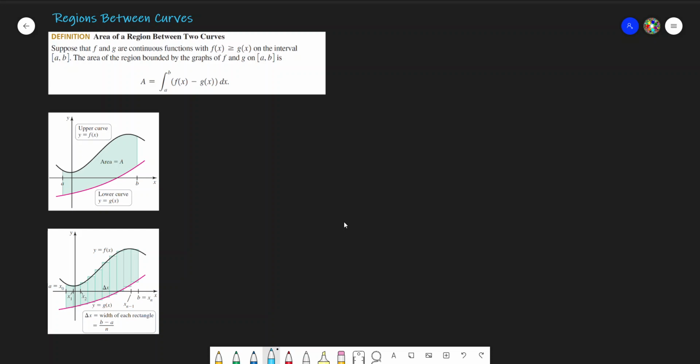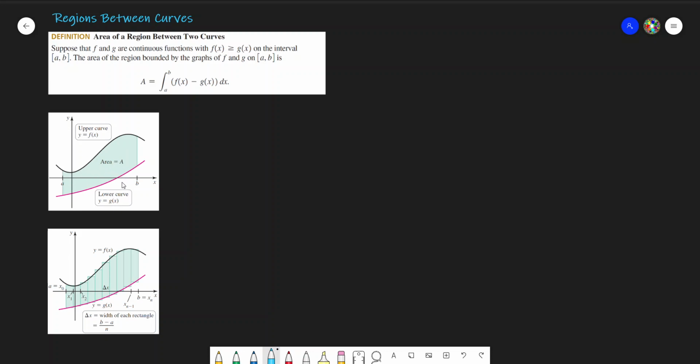Hello, in this video I'm going to talk a bit about the regions between curves. In the region between curves, essentially you're dealing with a top function, which is usually marked as f of x, and then a bottom function, which is marked as g of x. The goal is to find the area of the region bounded by those curves.